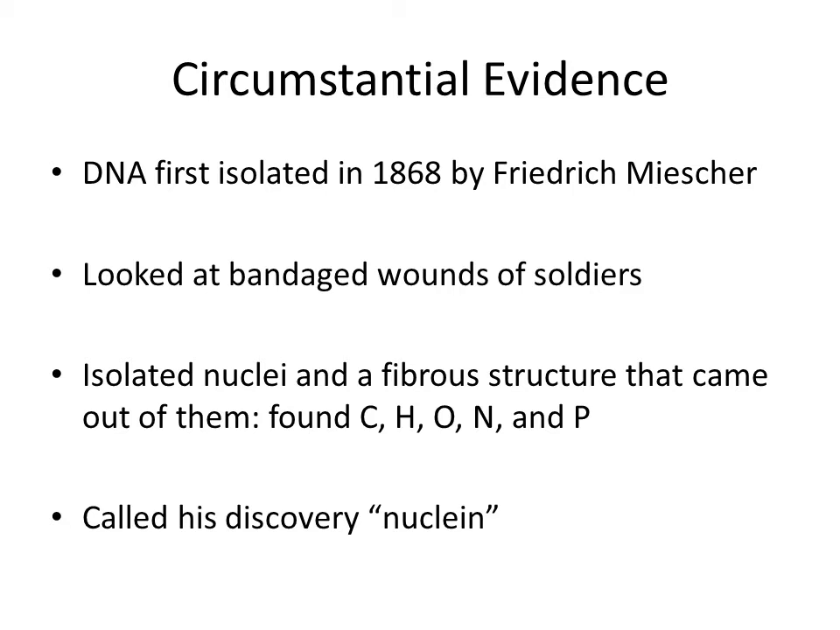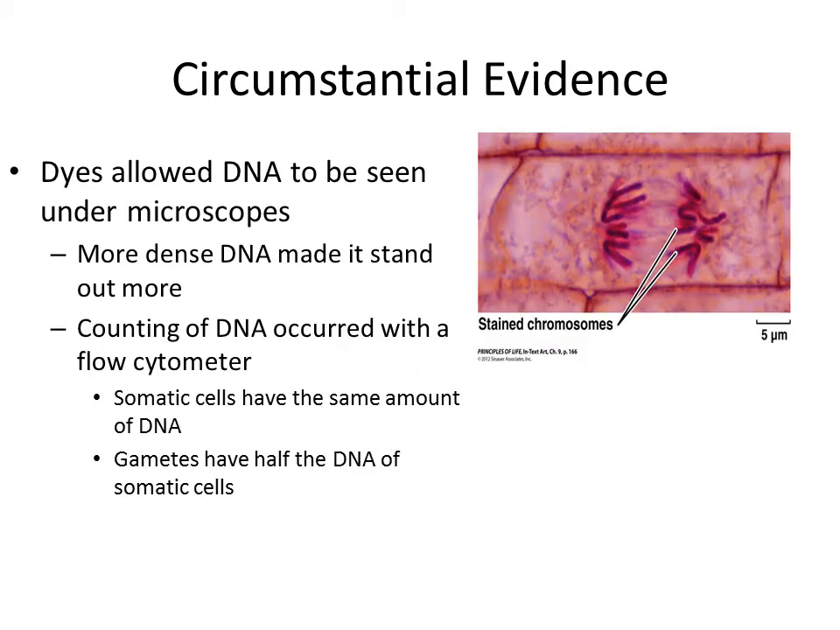Another thing we find in a nucleotide is a nitrogenous base. Well, there's some nitrogen that he found inside this fibrous stuff that he kept looking at. And the last thing is a phosphate ion, and look at that. It's carbon, hydrogen, oxygen, nitrogen, phosphorus, all found in this fibrous stuff that he called nuclein, because it all came out of the nuclei of cells that were found in these soldiers' wounds. So now we're starting to get the idea that DNA is present. It's present in the nucleus, and it's present in the chromosomes.